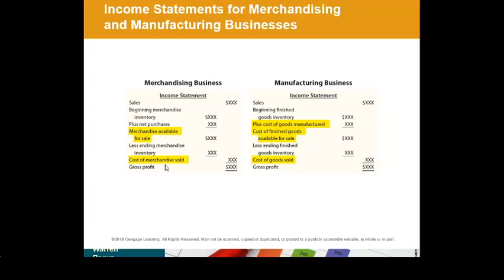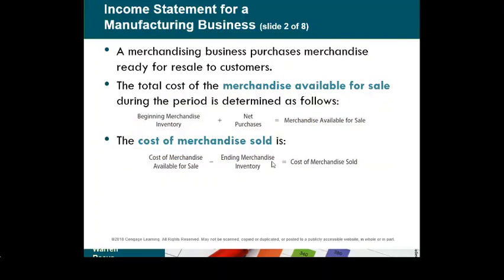Then they will get a cost of merchandise sold. So this means that merchandise that is not yet sold is still in the inventory of the company. The cost of merchandise sold can be derived from this formula. For the income statement under a manufacturing business, there is a cost of goods manufactured and an additional cost of finished goods available for sale, which is similar to merchandise available for sale here, but with the additional cost of goods manufactured, then you will get the cost of goods sold.